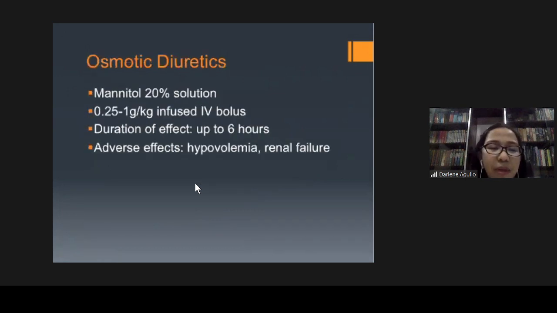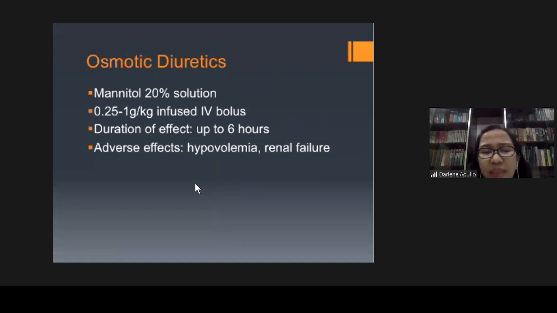So the most popular medication that we use to decrease intracranial pressure is vitamin M, as the late Dr. Asoy said. Vitamin M. So mannitol, 20% solution, given at a dose of 0.25 to 1 gram per kilo or 2.5 to 5 ml per kilo, infused as an IV bolus, not an IV drip. The duration of effect is up to 6 hours. So what is mannitol used for? This increases the gradient across the blood-brain barrier, which results in rapid reduction of intracranial pressure.